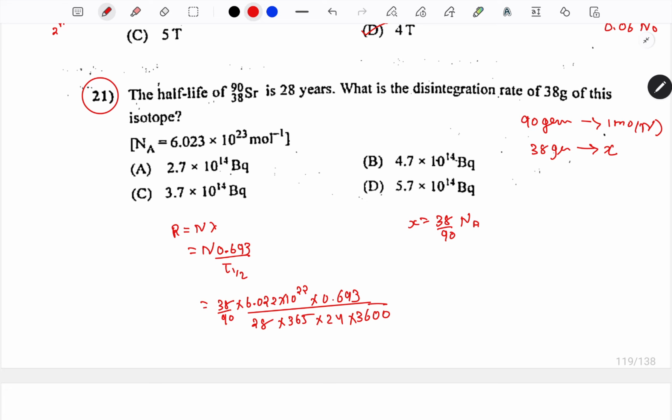Again, next paper. Okay, so R is equal to 2 multiplied by 10 to the power 14. Here the answer is in approximation and we can take A.